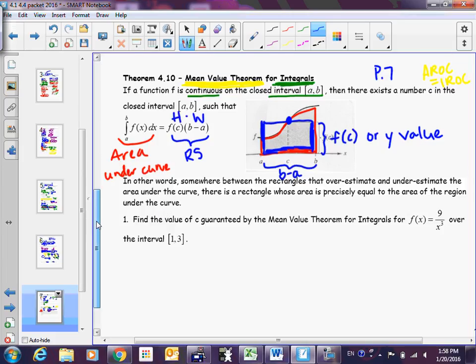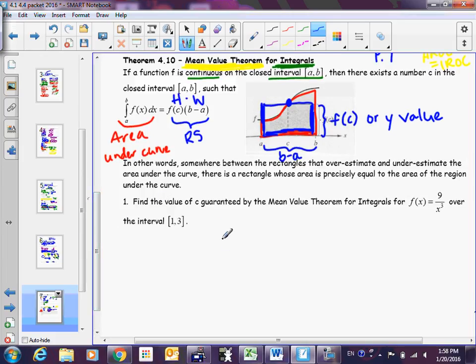All right, let's get down to the example. So just using this formula, we need to identify these things in the problem, because it says find the value of c guaranteed by the mean value theorem. Well, here's my f of x. I know I'm going to need that right here. The a and the b should be given in the interval.